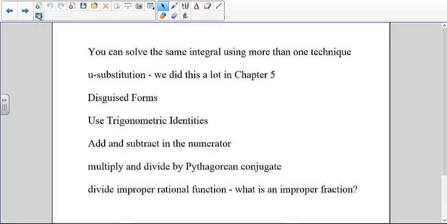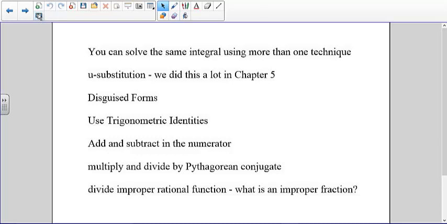So let me put this on one page. And as it says, you can solve the same integral using more than one technique. So we just saw that, right? As long as we believe Evan didn't make that up. But yeah, sometimes there's more than one technique to solve a problem. So what we're going to do is kind of review U substitution again, because if you don't know U substitution, you're in big trouble.